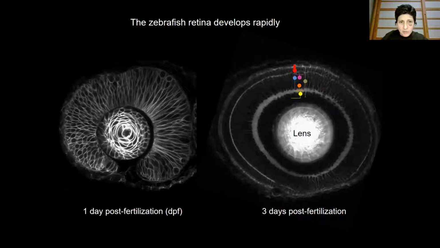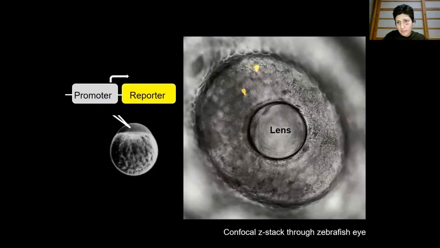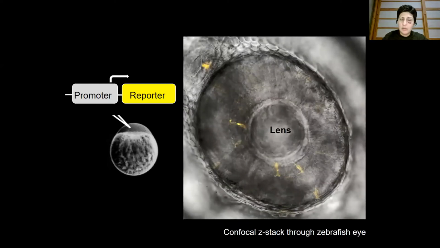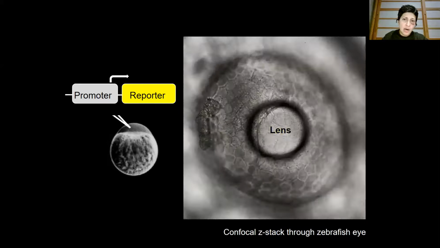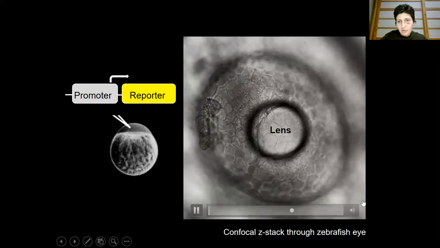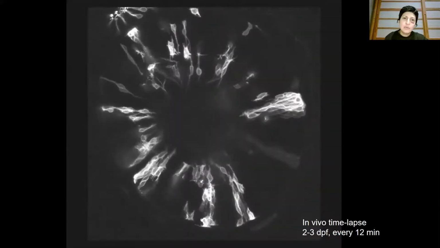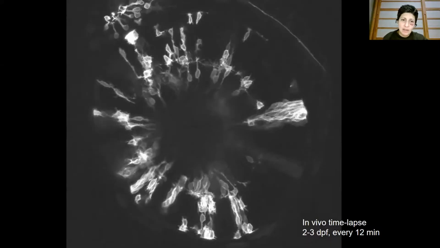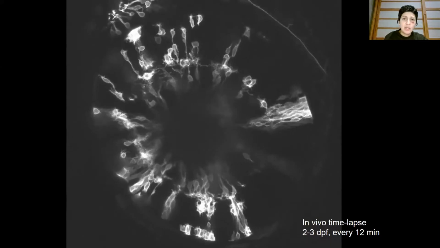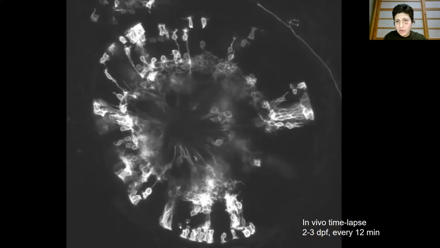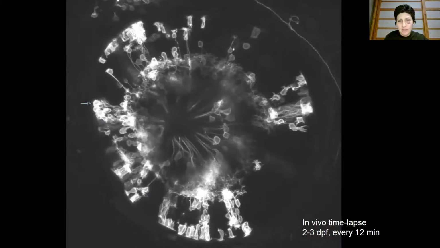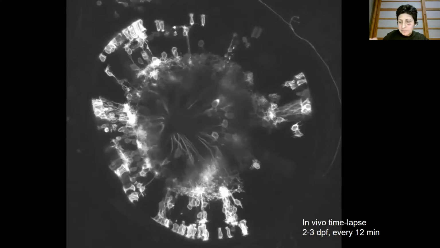And we take advantage of this because we do in vivo live time-lapse imaging using promoters, transgenic constructs, essentially, where promoter elements drive the expression of reporters. And here I hope you could see an in vivo confocal stack through the zebrafish eye, leading to mosaic labeling that we like to take advantage of because we can follow individual cells, their behaviors when they undergo division and when they get to their appropriate definitive locations, okay?